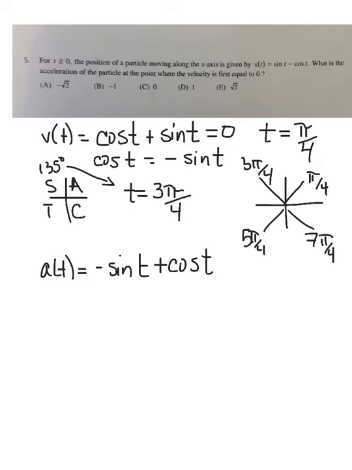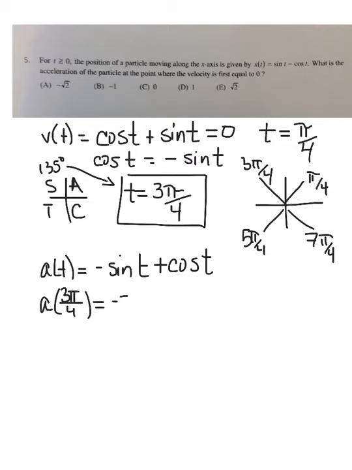All right, so now, this is not the answer, but I'm just going to box it off because I got a lot going on here. So that is the angle. So let's read this again. What is the acceleration of the particle? Here we go. At the point where the velocity is first equal to 0. This is the point where the velocity is first equal to 0. We're going to take this value of t, and we're going to put it in here, and solve. That's what it's asking for. All right, so we're essentially finding a of 3 pi over 4.